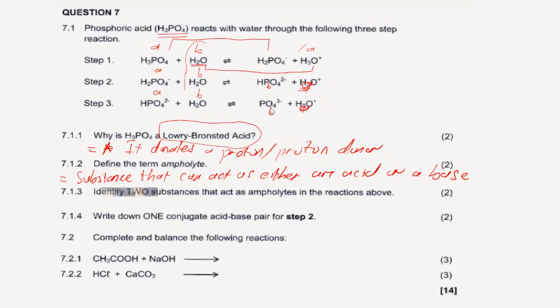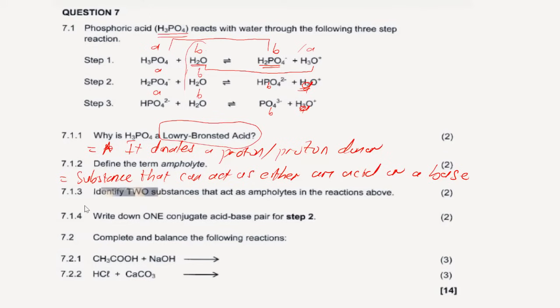So what must be the ampholyte in this case? Remember, here we have a base. So looking at this substance here, we can see that in step 1 or reaction 1, it acts as a base. But then in step number 2, it acts as an acid, right? So this is the same substance, but in reaction 1 it acts as a base, and in reaction 2 it acts as an acid.